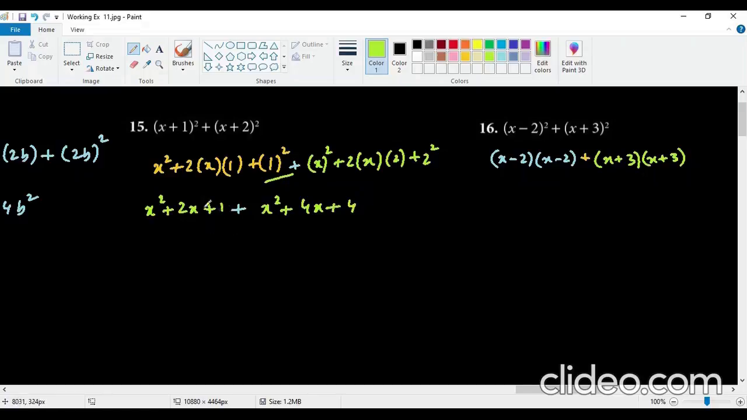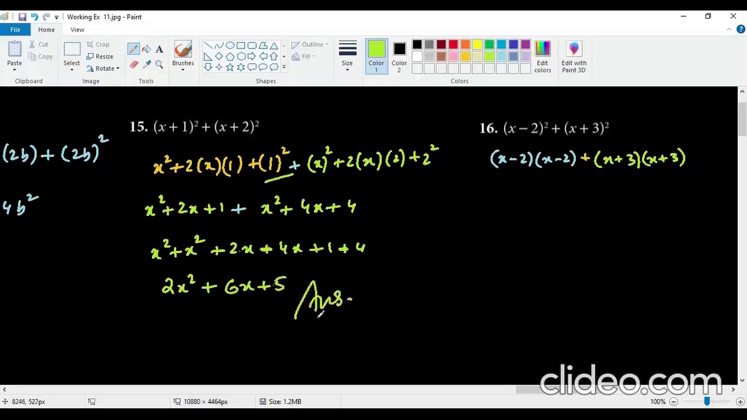Now simplifying this, x square and this x square, both are like terms. Then this one and this one, both are like terms. I will write 2x plus 4x and plus 1 and plus 4. Now this is going to be 2x square, and 4 plus 2 is going to be 6x, and plus 5 is going to be your final answer. This is the benefit of using a formula.